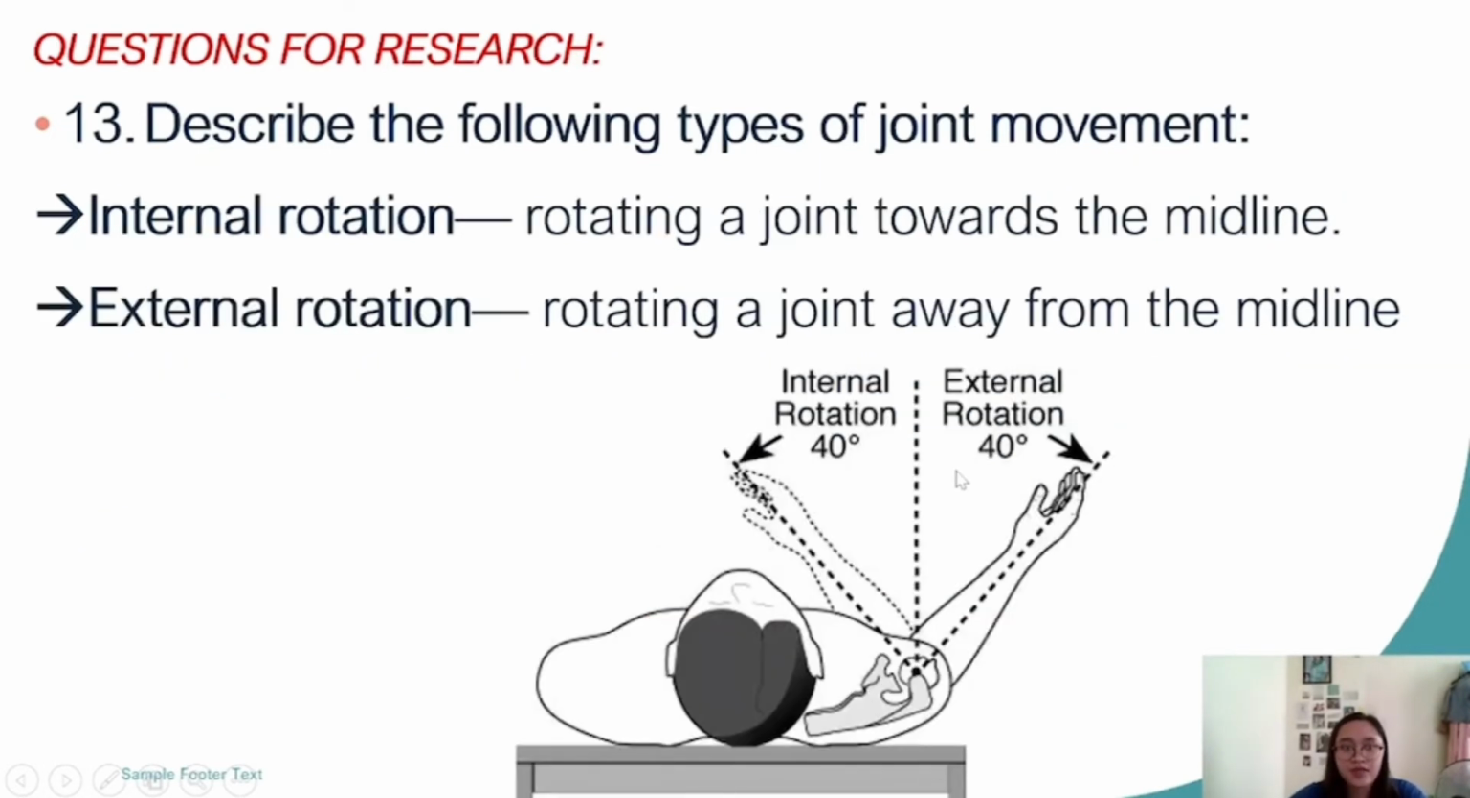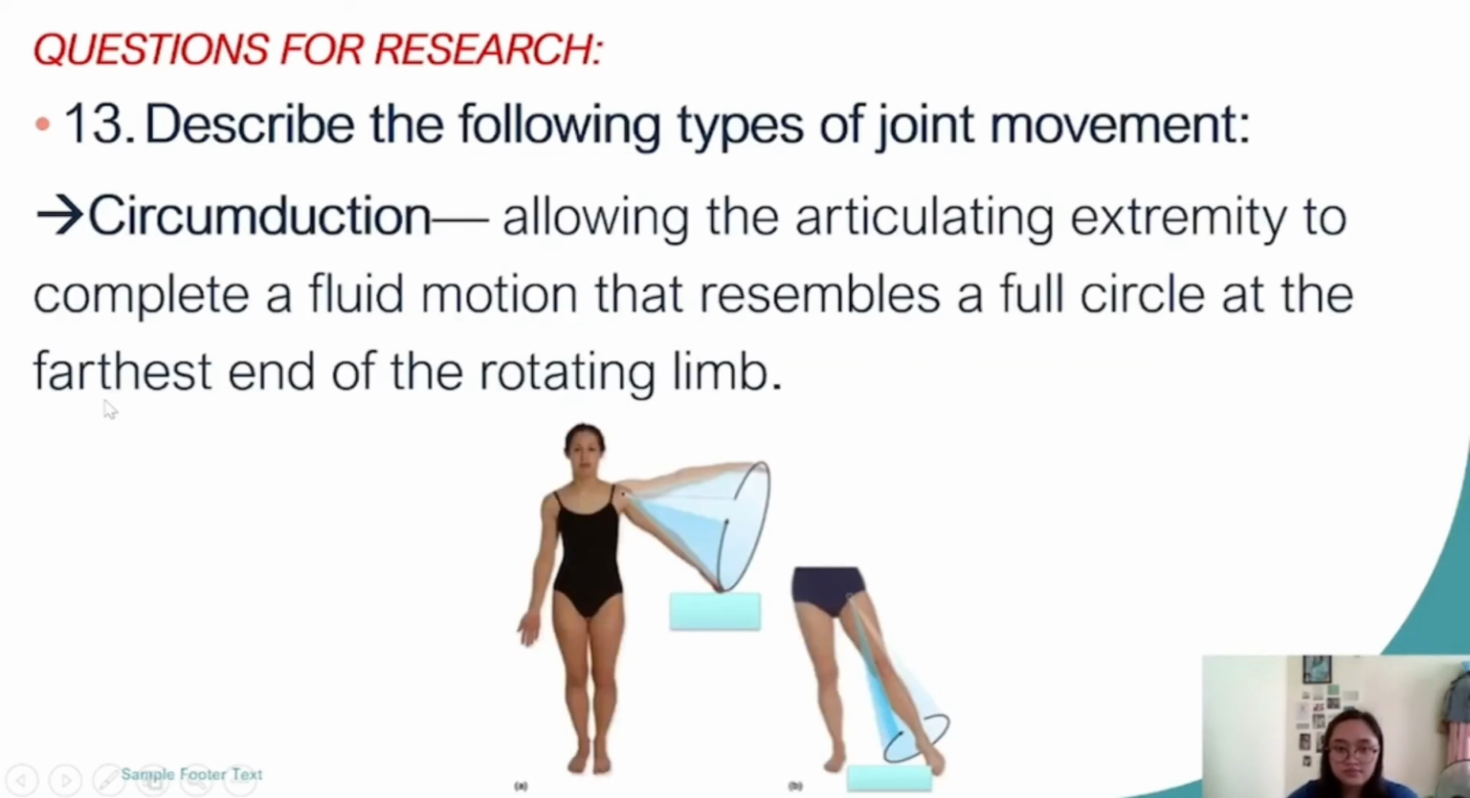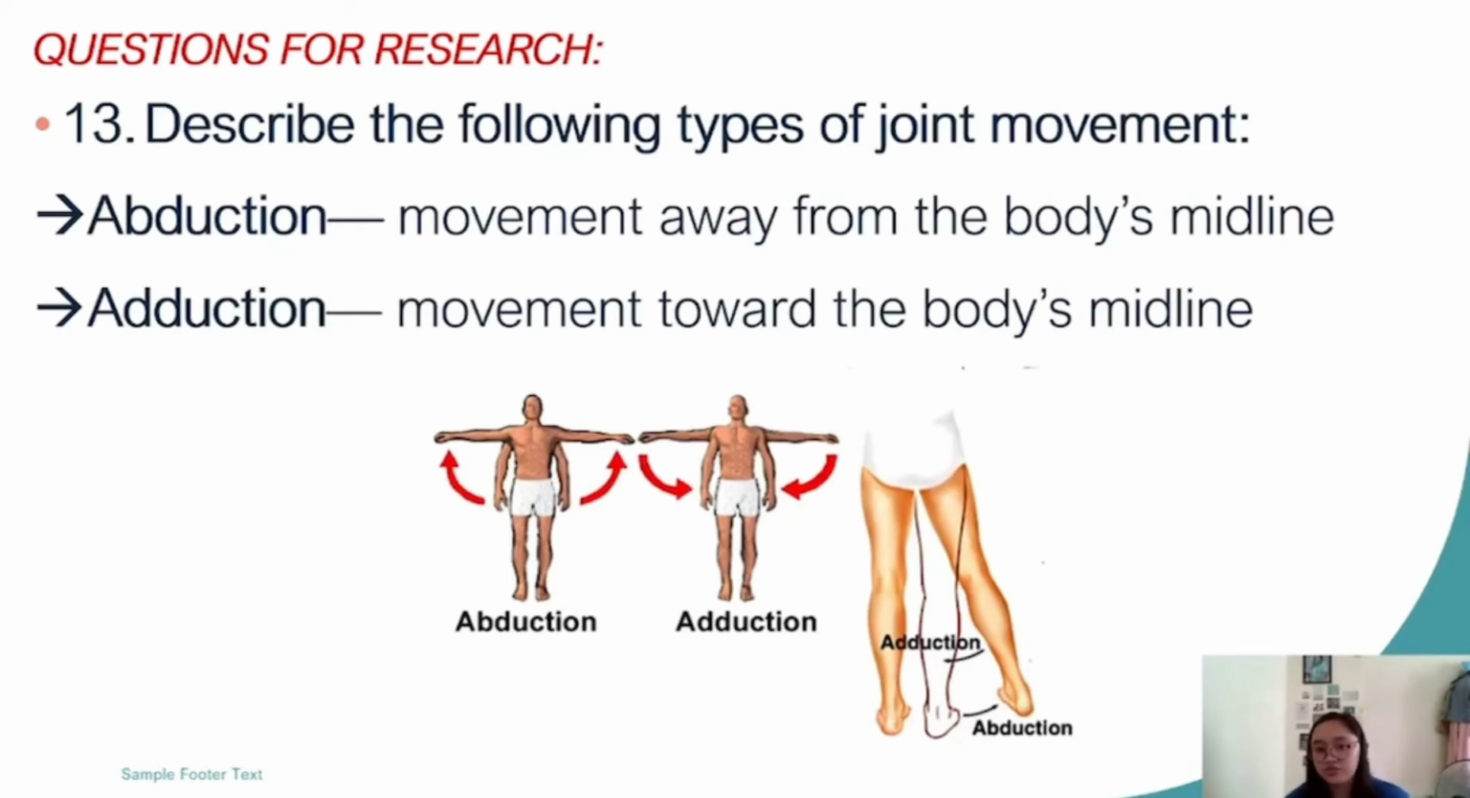Ayan. The next types of joint movement are the internal rotation and external rotation. Internal rotation is rotating a joint towards the midline. Parang yung kanina lang din po sa, yan, abduction and adduction.